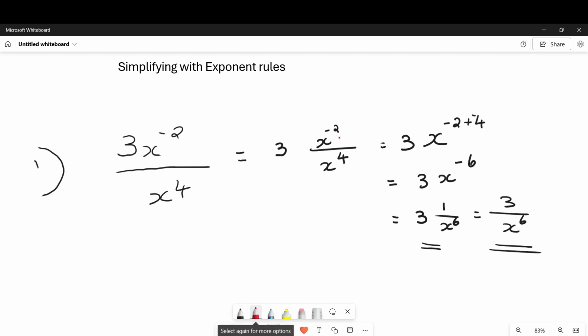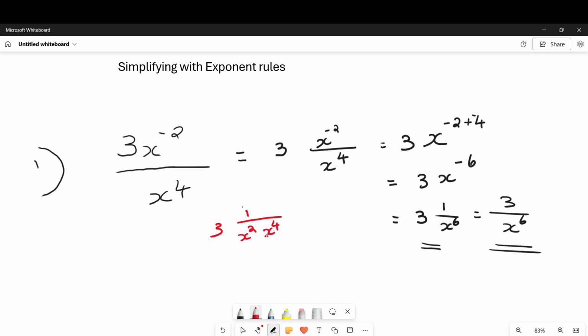You can just interchange this. When we have a negative exponent, we can just directly write this into the denominator. So what we're going to do is 3 times 1 by x power 2, x power 4.